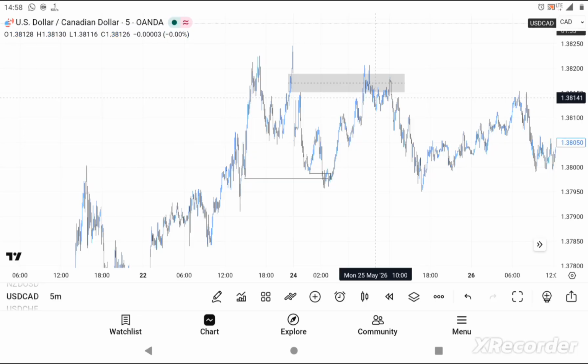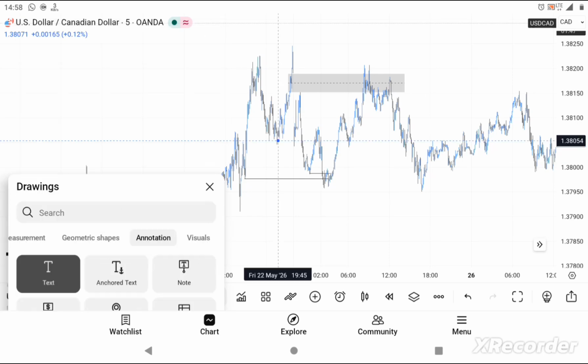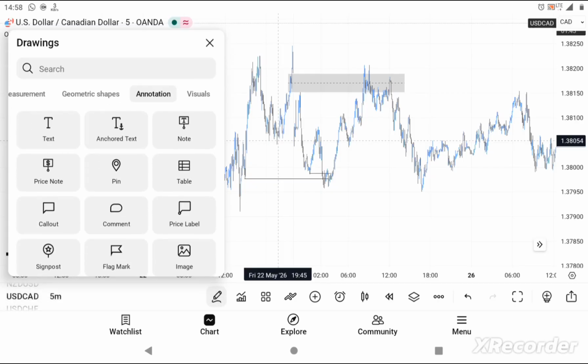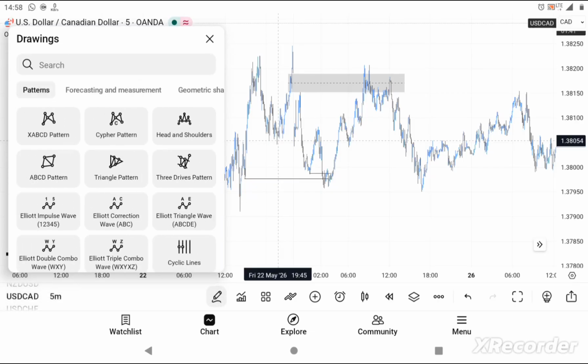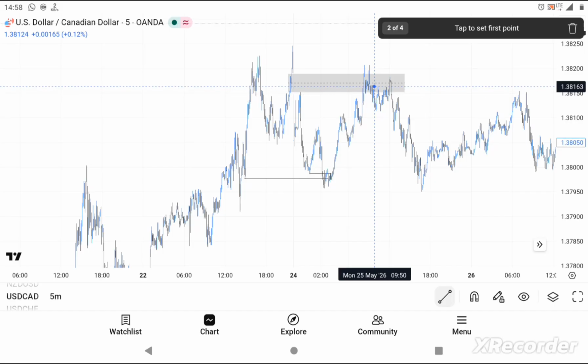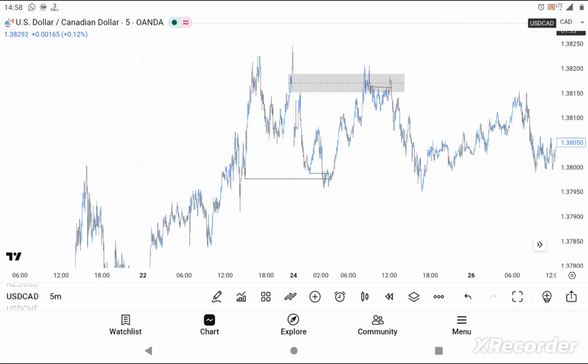Then look, the market went down and took out that liquidity. That's what they call the buy side liquidity. So the buy side liquidity was taken out. Can you see something? Sorry, I want to mark it so that you'll be able to see clearly. So the buy side liquidity was taken out. Can you see? It was taken out. Look at that.